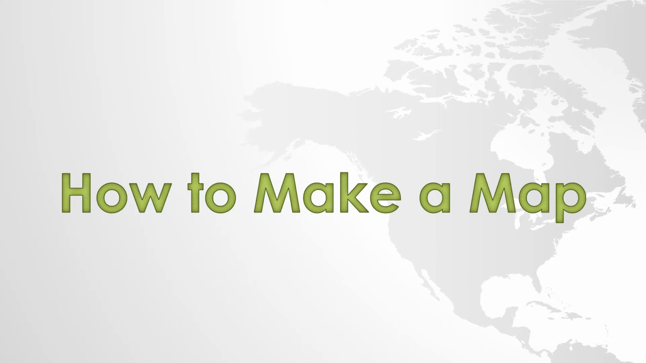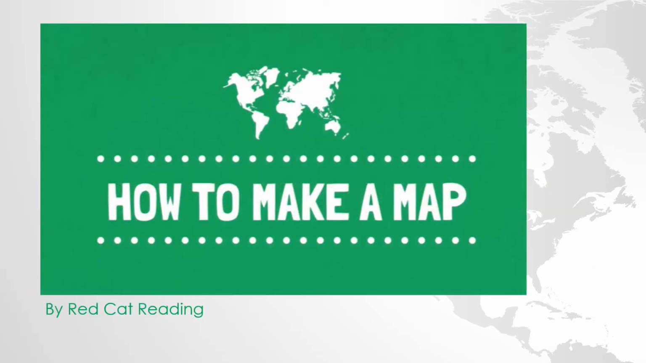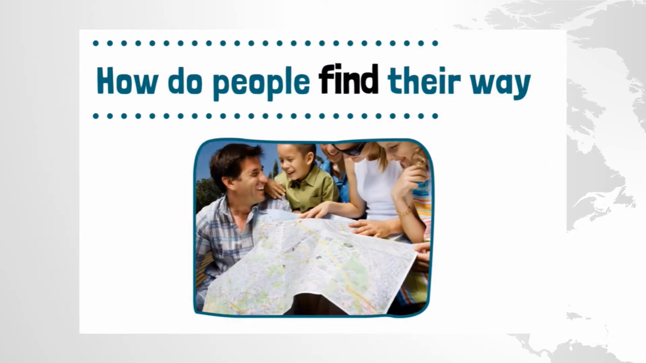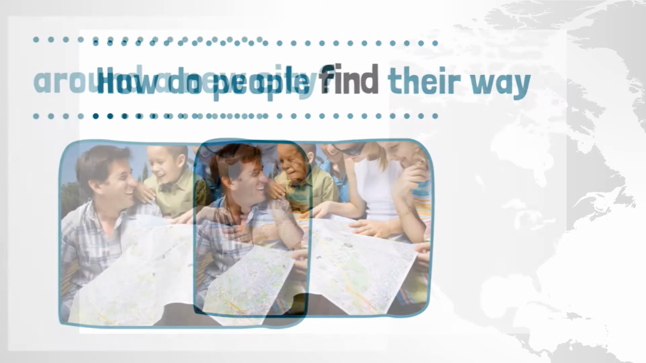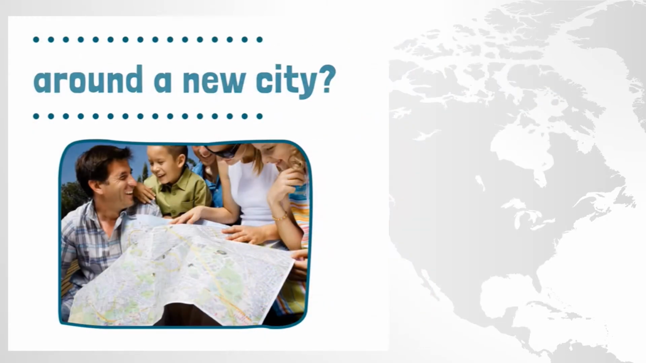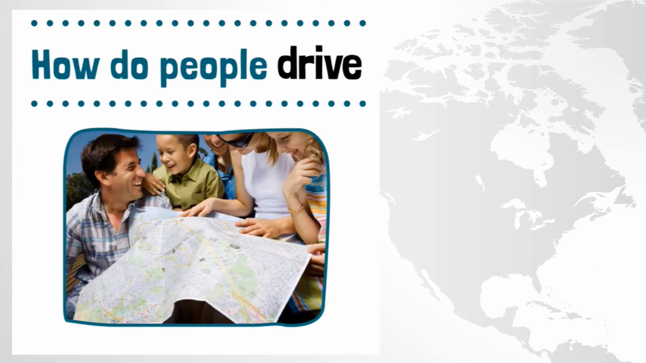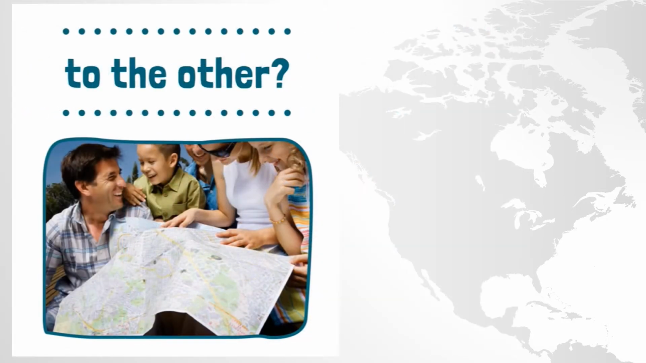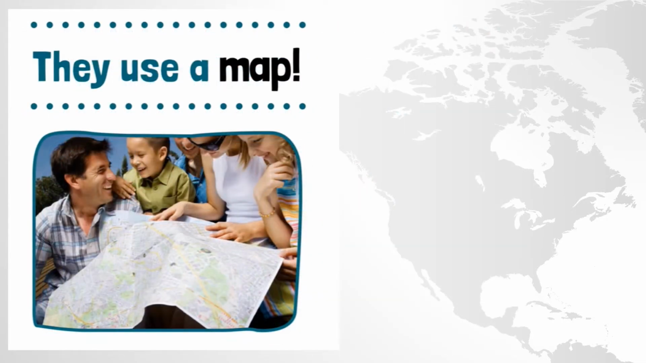Our read aloud today is called How to Make a Map. How to Make a Map by Red Cat Reading. All kinds of maps. How do people find their way around a new city? How do people drive from one side of a country to the other? They use a map.